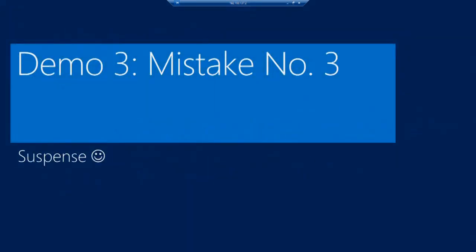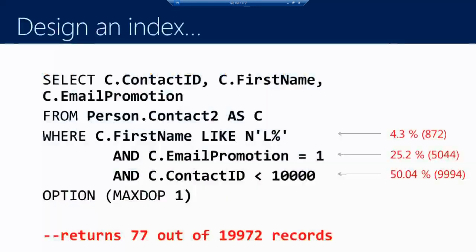Okay, so demo number 3, which is mistake number 3 that we see with customers. And I'm not going to give you any hints here, so that's why I put it as suspense, because I want to involve you again and ask you a few questions. So here is my demo number 3. There's a table here in AdventureWorks called contact.